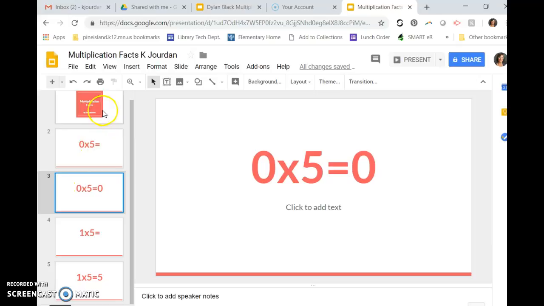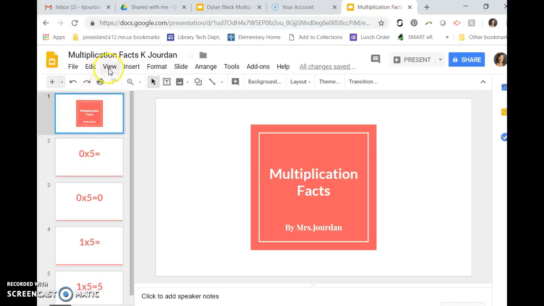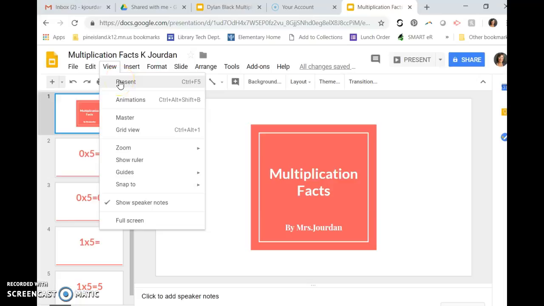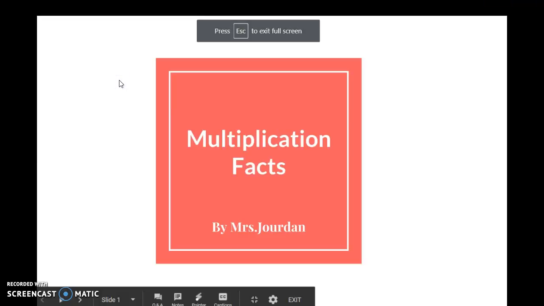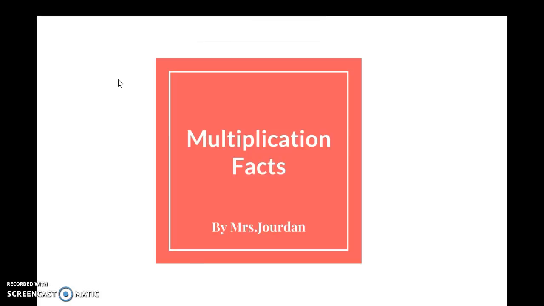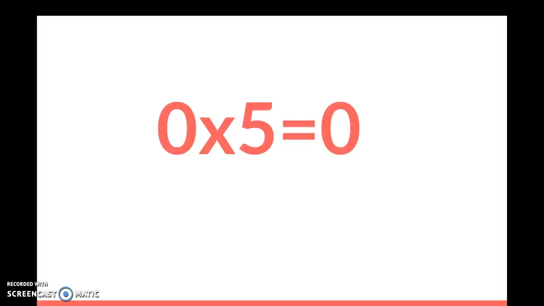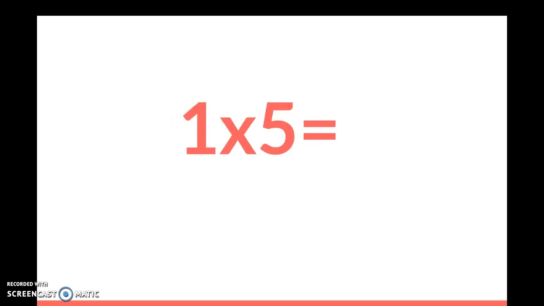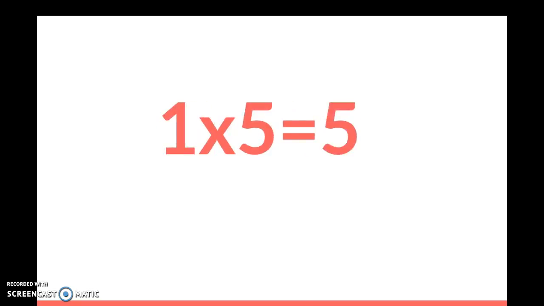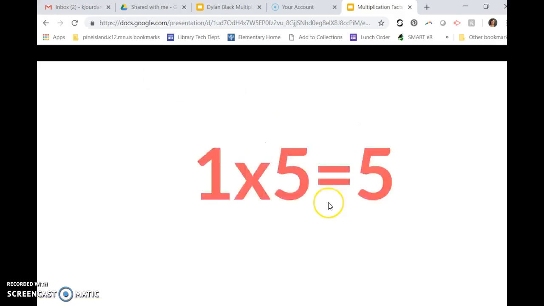If you would like to see what this one will look like, we will go up to View. I clicked on slide 1, so it will start with slide 1, and I'm going to say Present. Multiplication Facts by Mrs. Jordan. I'm moving to the next slide. 0 times 5. Well, we all know now it's 0. Yes, I was right. 1 times 5 is 5. Right?